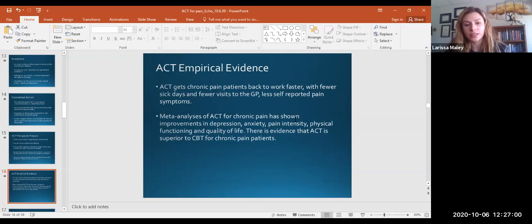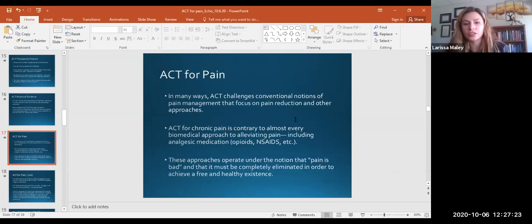Multiple meta-analyses have been done and shown improvements not just in pain, but also in some of the secondary conditions that come with chronic pain, like depression, anxiety, functionality, quality of life. Because ACT is focused, again, on helping people make tough choices to move on with their life and live as full a life as they can, regardless of their external situation. So now I would like to shift and talk specifically about ACT for pain.